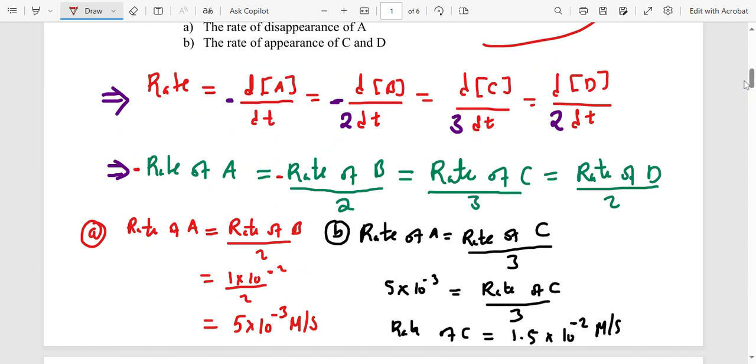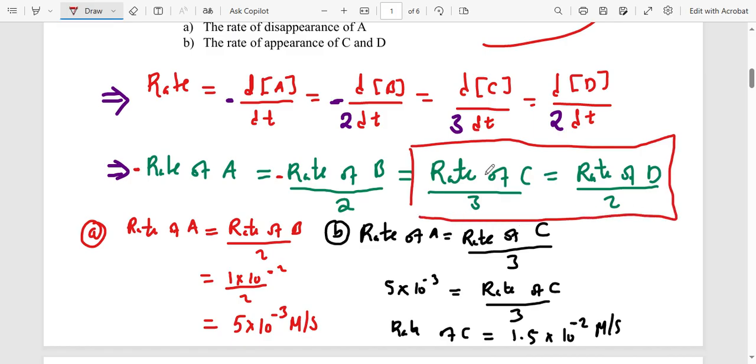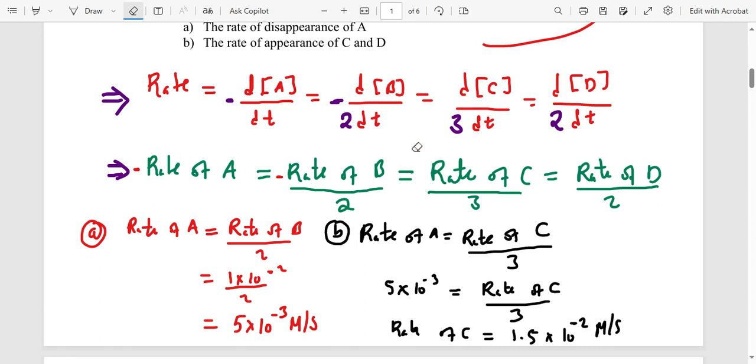Okay, that's correct. So if you are comparing these two, if you want to compare C and D, the rate of appearance of C over 3 is equal to the rate of appearance of D over 2. So if you want to find the rate of appearance of C, you can just get this 3 in the denominator and multiply on top here. So it becomes the rate of appearance of C is 3 over 2 the rate of appearance of D. Okay? Is that all right? Is there any other question?